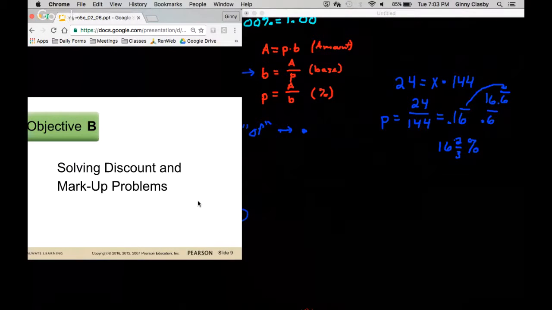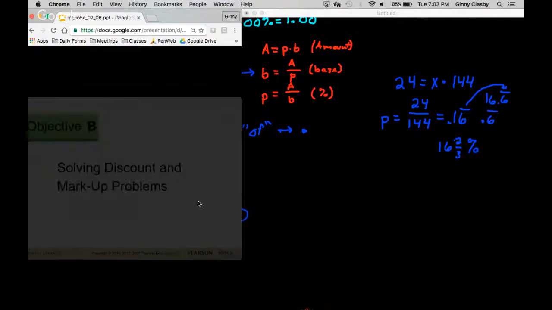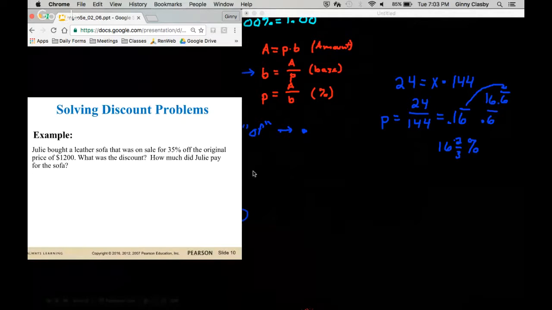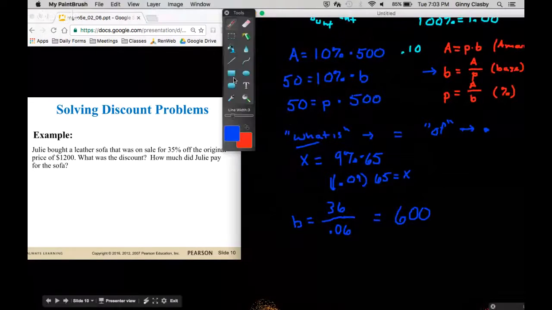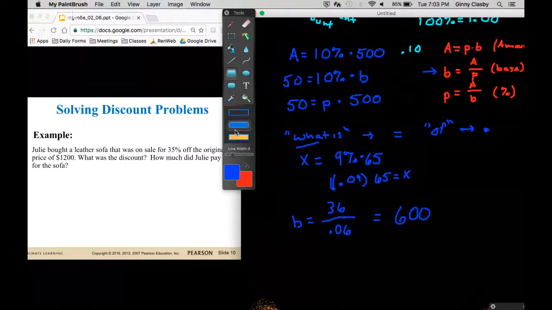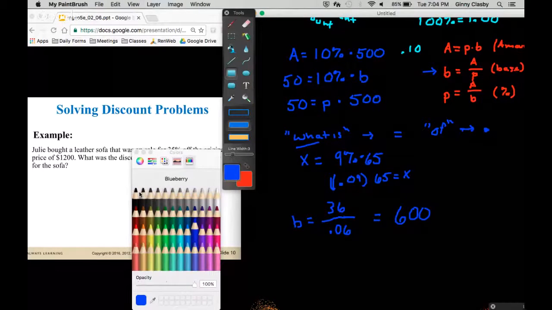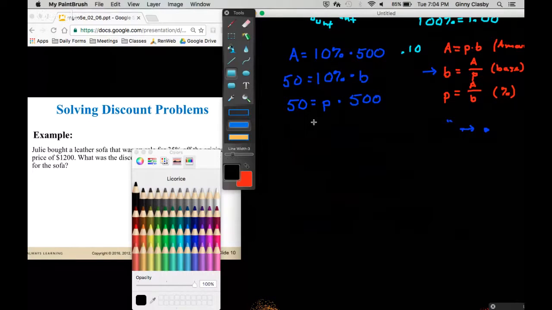So where you're going to be using this on a regular basis, or a real world example, is when you're dealing with discounts or when you're dealing with markup prices. So when we look at a discounted amount, your discounted amount is going to be a certain percentage of a whole total.